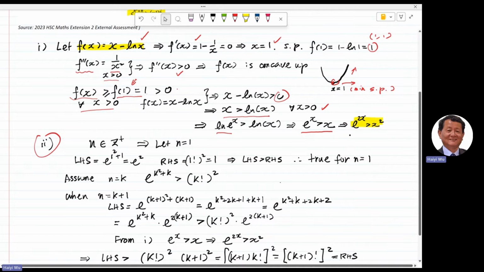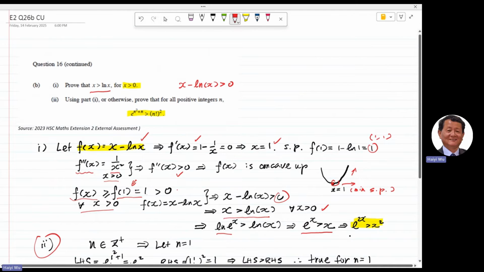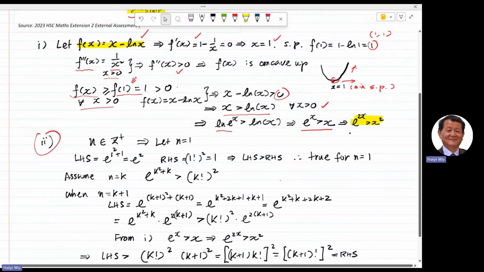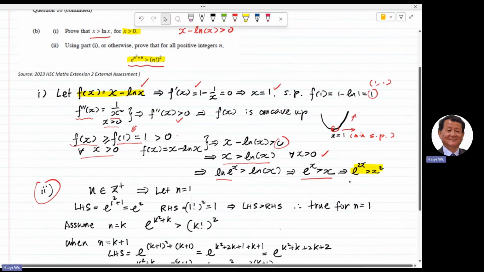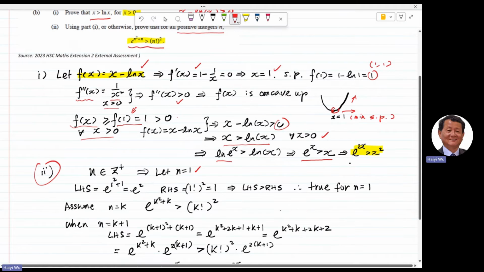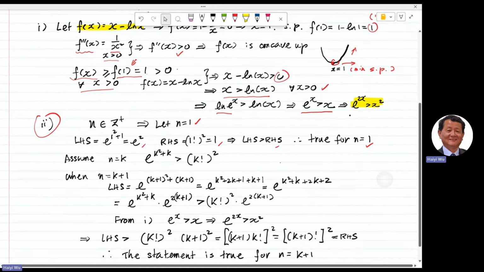We're going to prove the inequality. Let's use n equal to the minimum, where n is a positive integer, so the minimum is 1. Let's try n equal to 1. The left-hand side is e squared, the right-hand side is 1. So e squared is greater than 1. Therefore, the statement is true when n equals 1. So step 1 is proved.